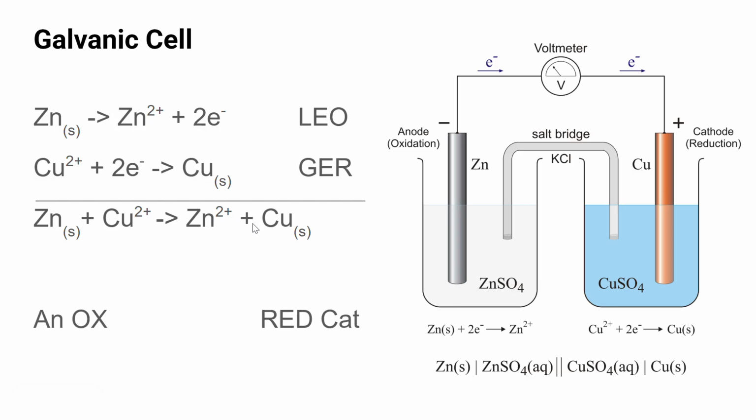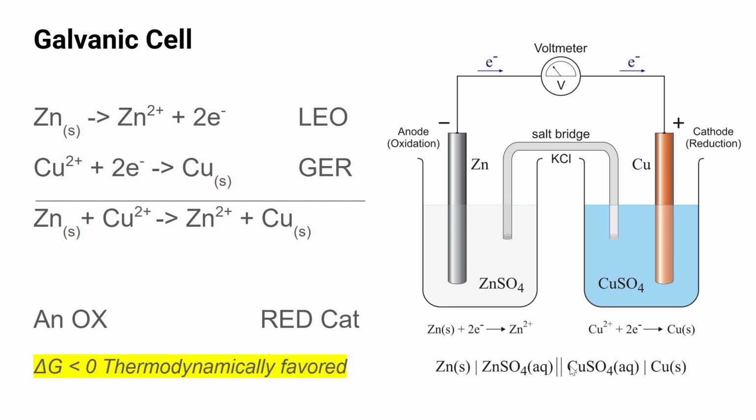Again, the one that's oxidized, which in this case, loss of electrons, Leo, oxidized, zinc is the anode, an ox. And then the cathode is the red cat, the reduction side. The copper is the reduction side. And we can see what that looks like. There's the annotation that they use sometimes to be able to show that this is a battery.